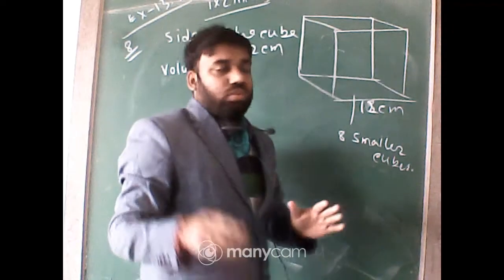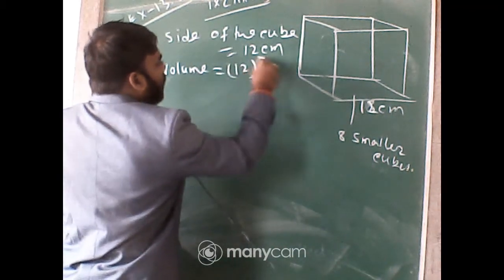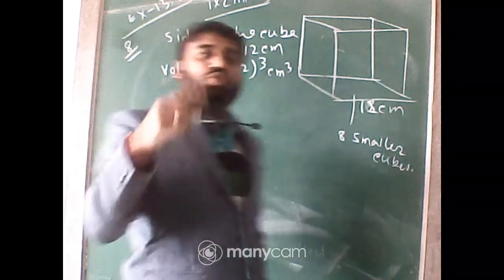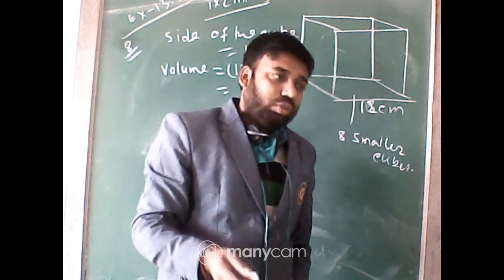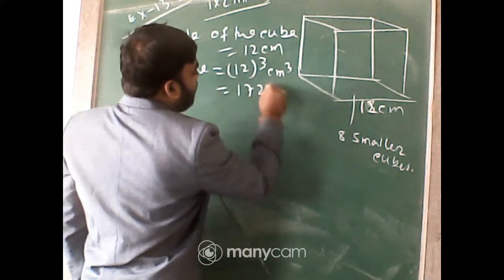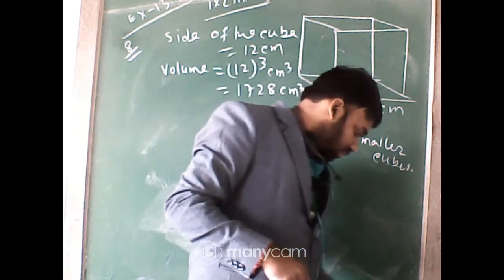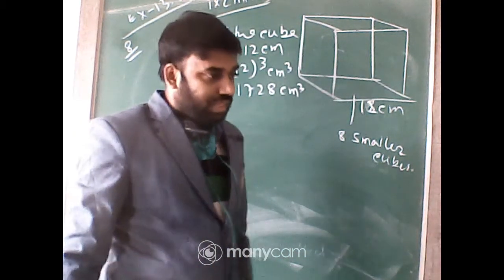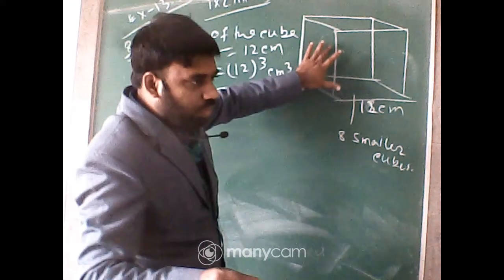So as it is side cube, it is 12 cube, and the unit will be centimeter cube. 12 into 12 is 144. 144 into 12, what will be the value? 1728. 1728 centimeter cube. Got it, everyone? Yes, centimeter cube. Now that is the larger cube.